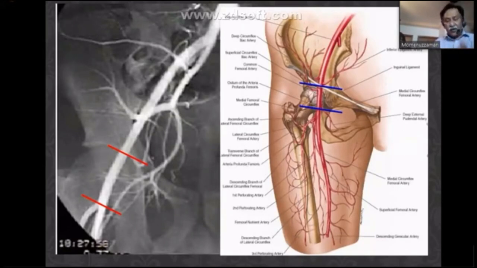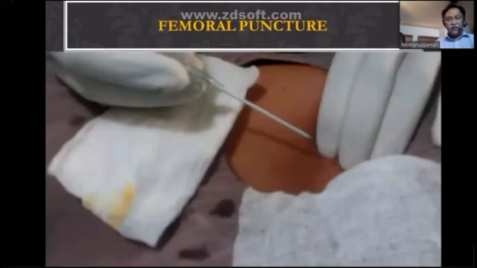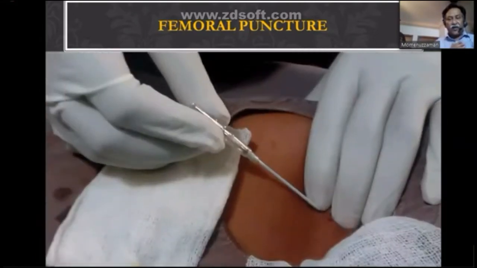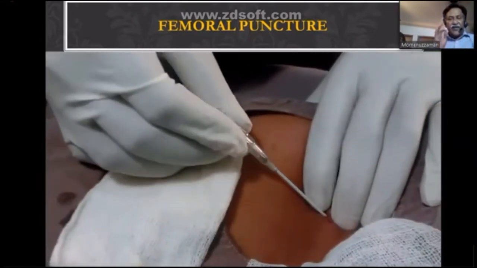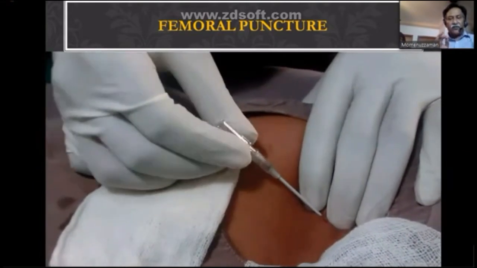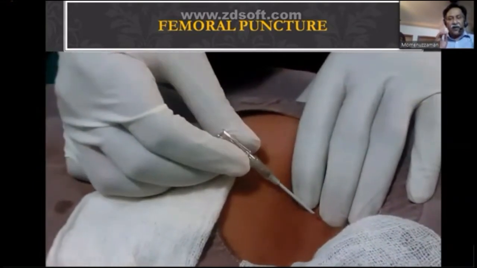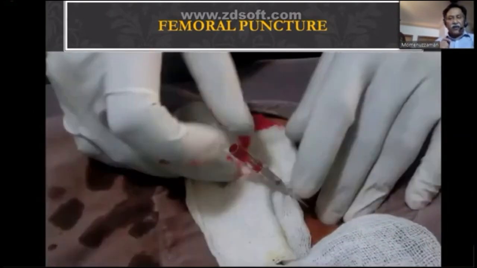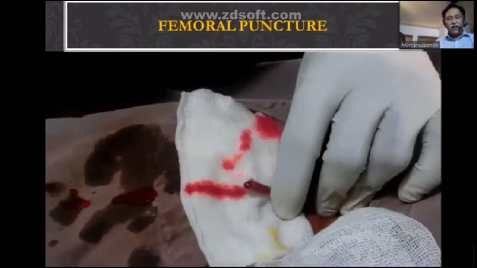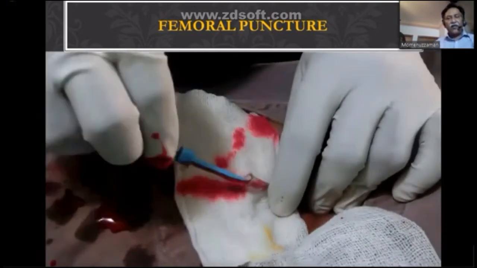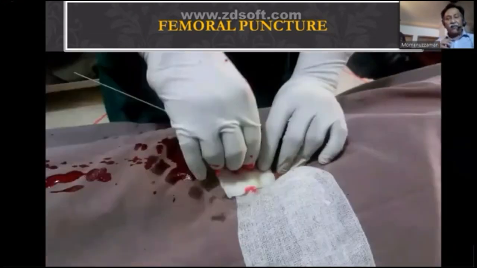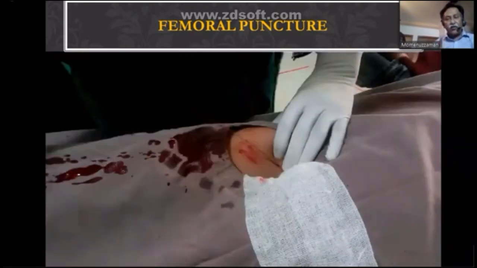This is the scenario. And if you show, this is the procedure. You just take an 18 gauge cannula, straightway puncture the anterior wall. Once the cannula is in the lumen of the vessel, there will be a jet of blood. Remove the cannula; you see there is a jet of blood, means the free flow of blood. Then introduce the short wire. You should keep your left arm on the groin side, don't remove it.